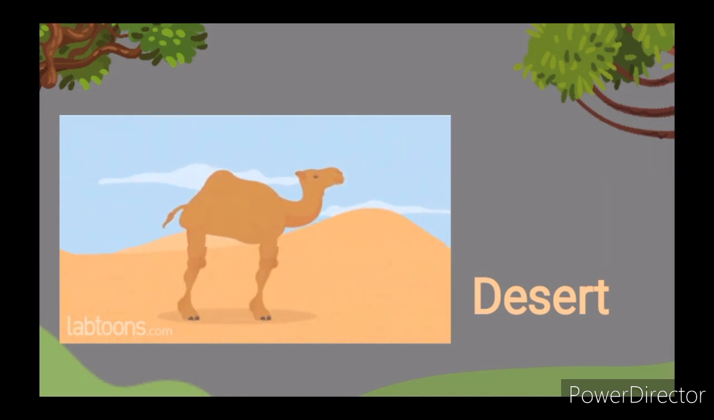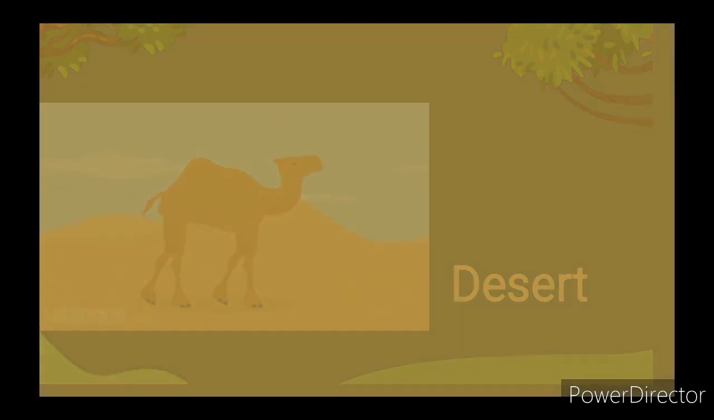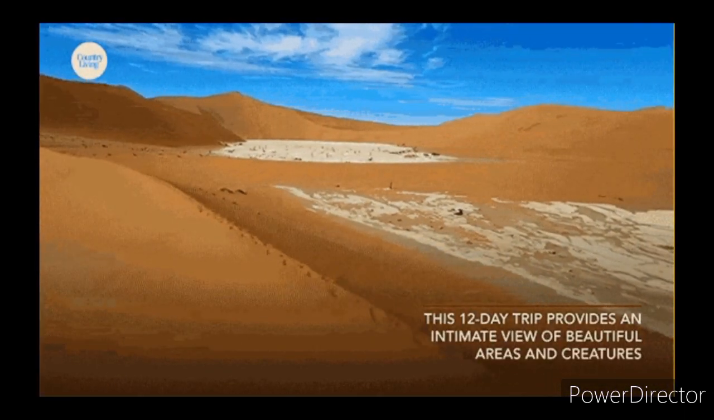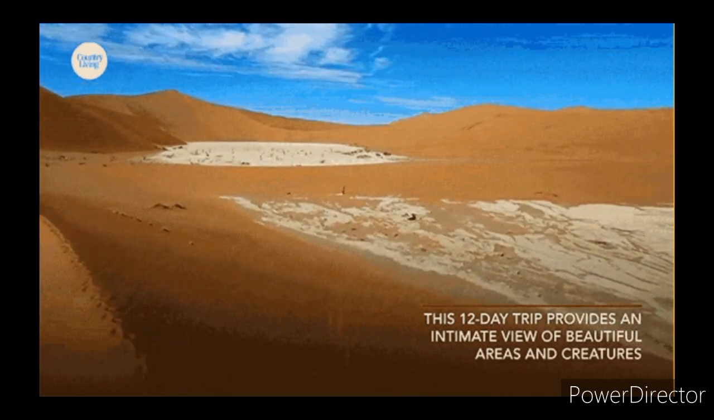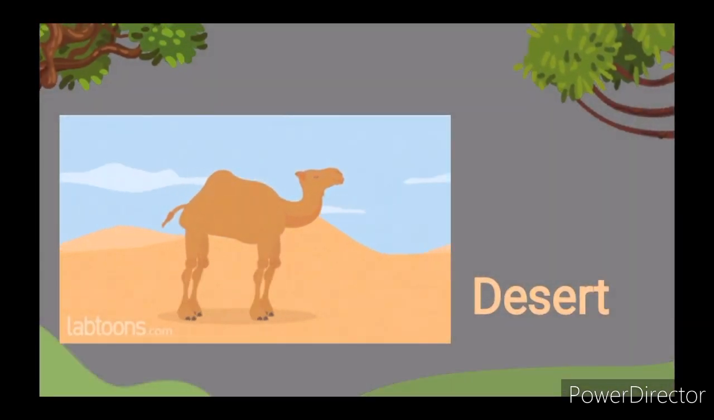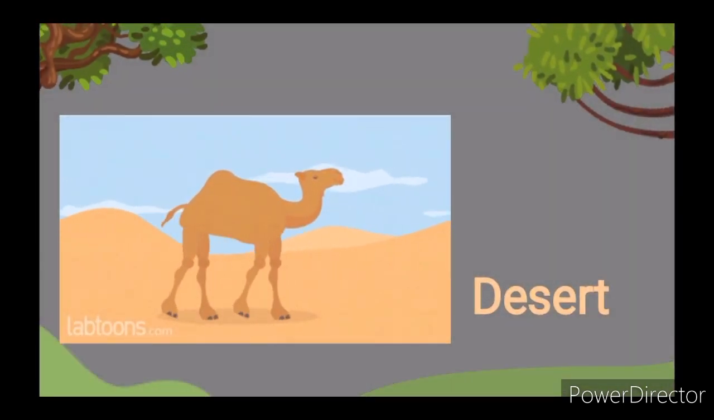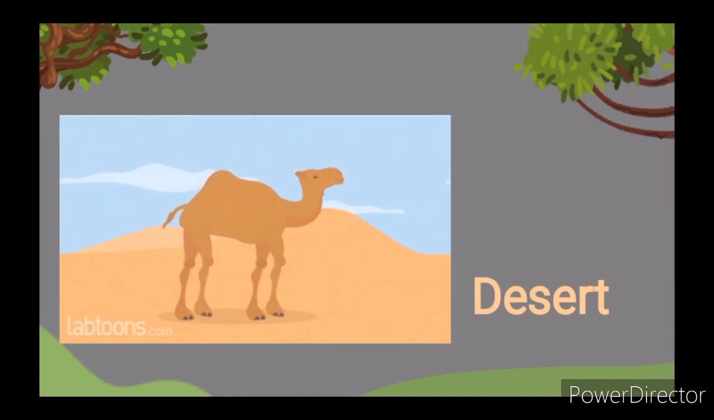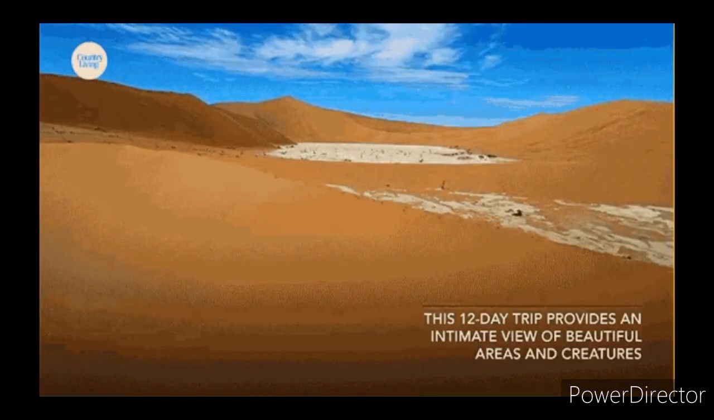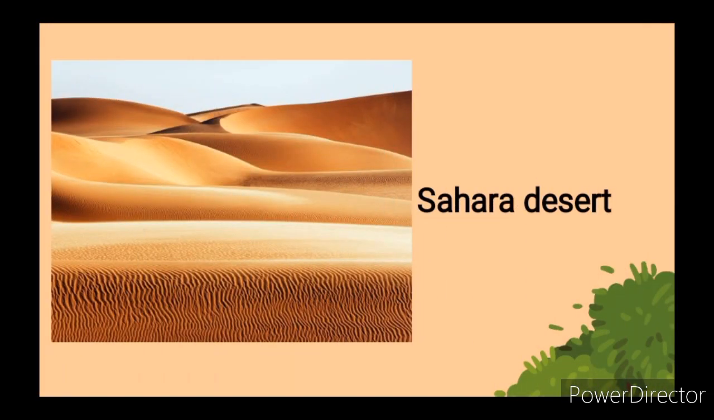Desert. Now, what is a desert? A desert is a hot and dry area. Plants and animals can hardly survive there because there is no water and it is very sandy. That means that it is full of sand.